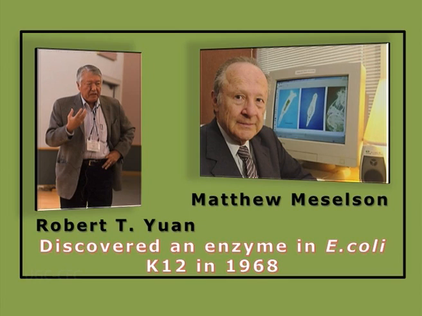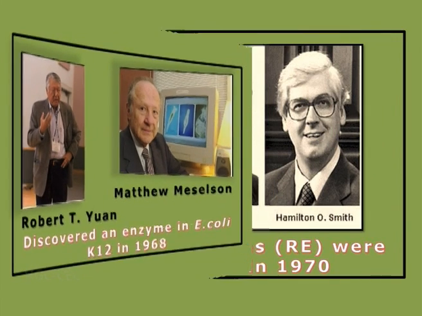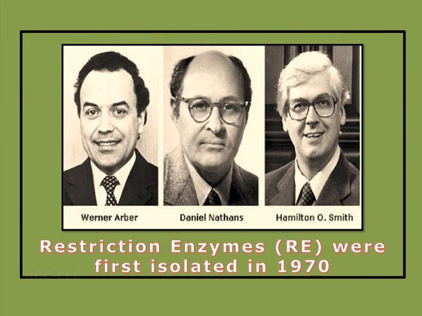Now, we will be discussing the scientists who initially started the story, and the credit goes to Matthew Meselson and Robert Yuan, who discovered the enzyme from E. coli K12 in the year 1968. And finally, the process gathered momentum with the findings of Werner Arber, Daniel Nathans and Hamilton O. Smith. They discovered restriction endonucleases in the year 1970.